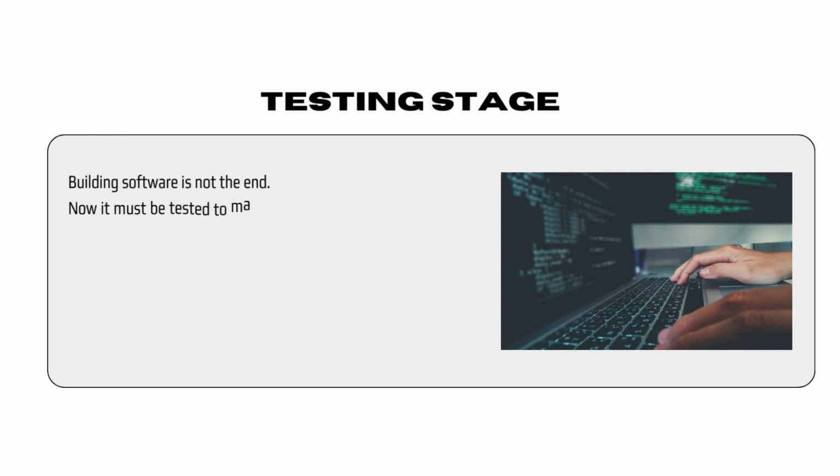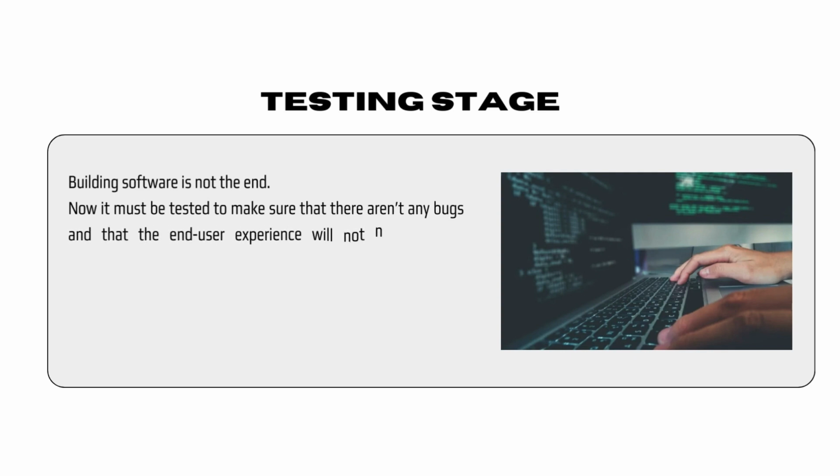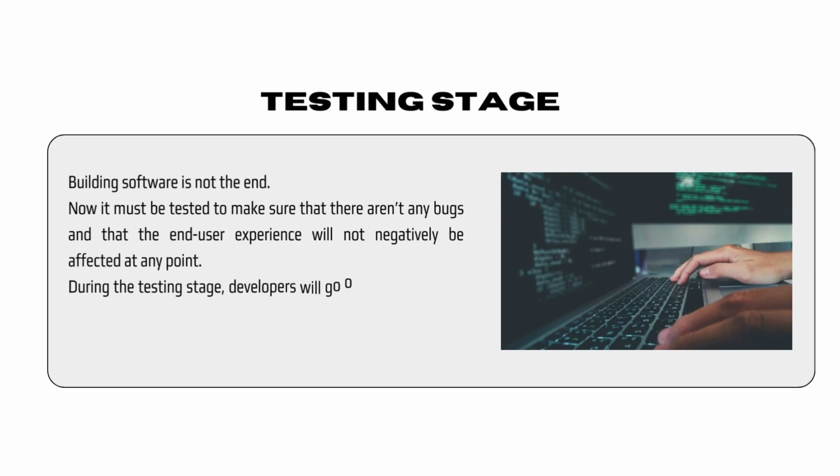Testing stage. Building software is not the end. Now it must be tested to make sure that there aren't any bugs and that the end-user experience will not be negatively affected at any point. During the testing stage, developers will go over their software with a fine-tooth comb, noting any bugs or defects that need to be tracked, fixed, and later retested.